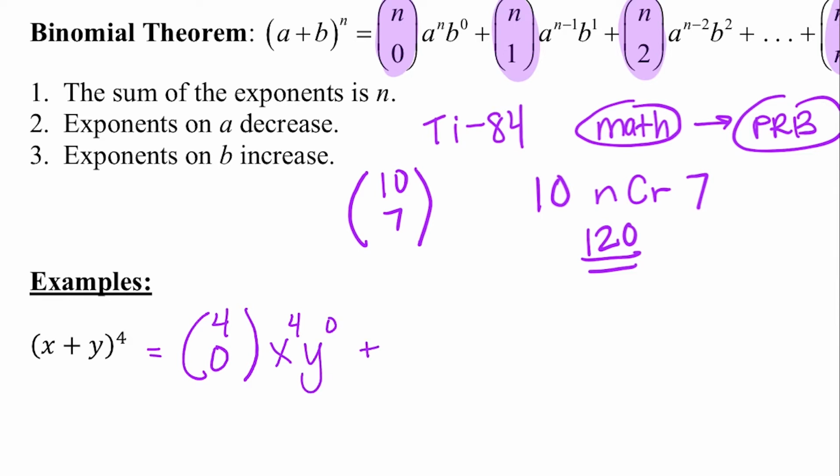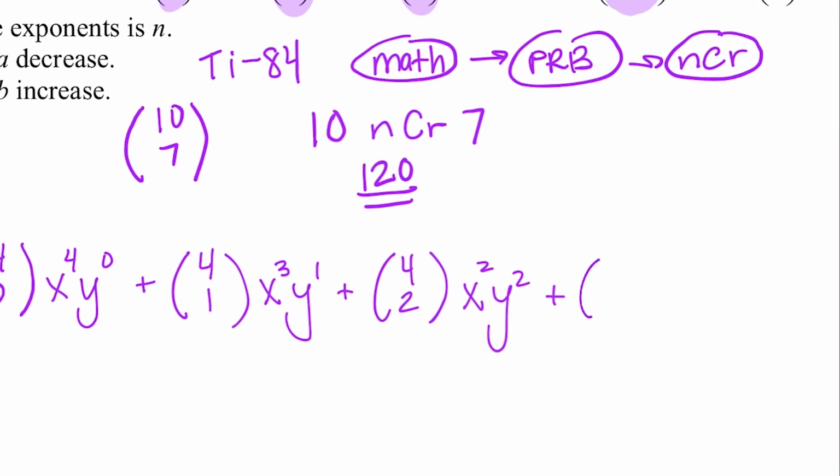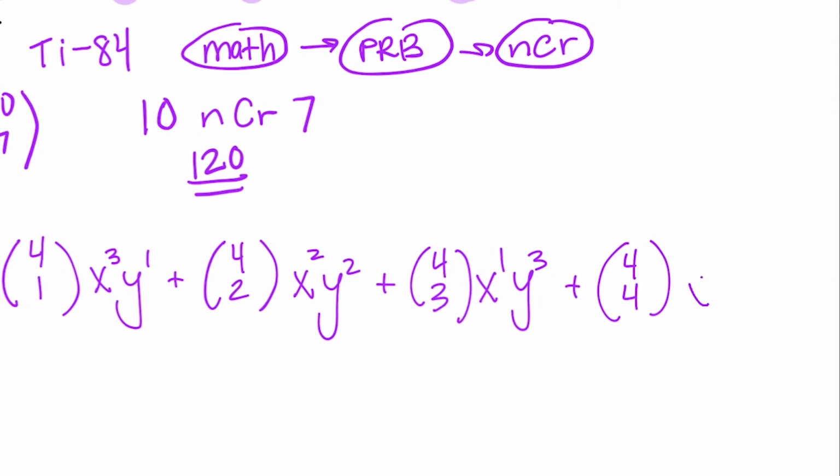So then we'll have 4 choose 1, x cubed, y to the 1st, then 4 choose 2, x squared, y squared. And then 4 choose 3, x to the first, y cubed. And then the last one, 4 choose 4, x to the 0, y to the fourth.